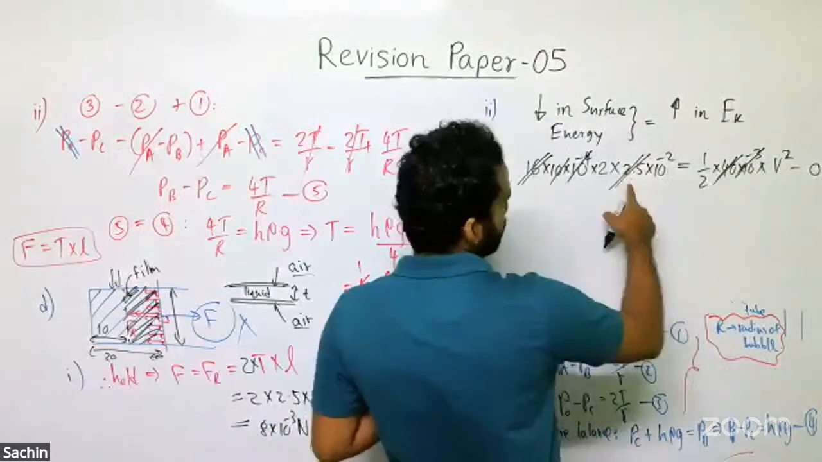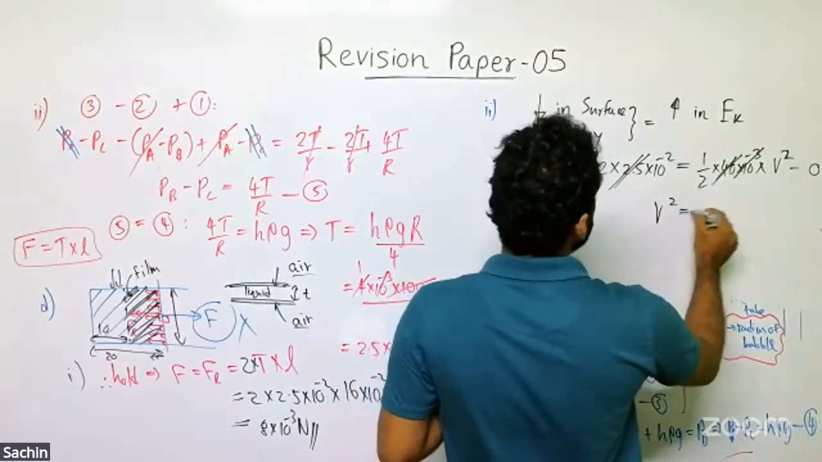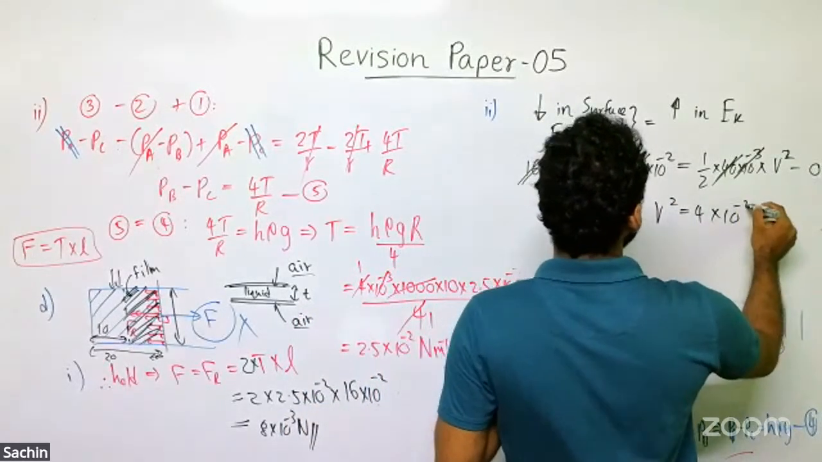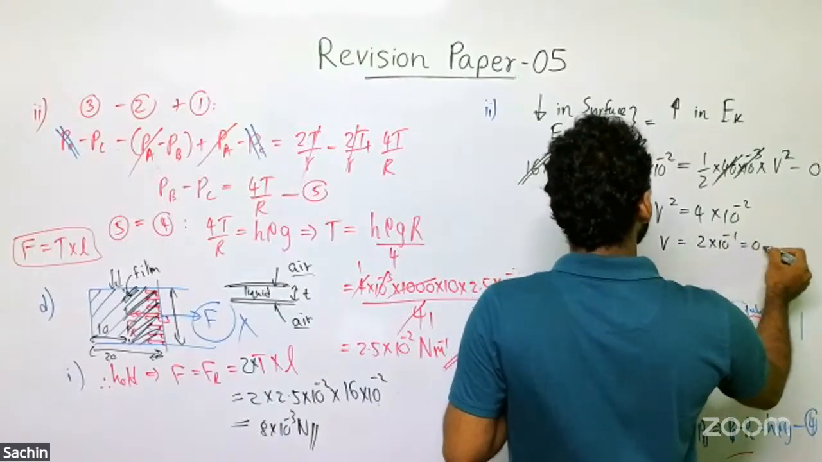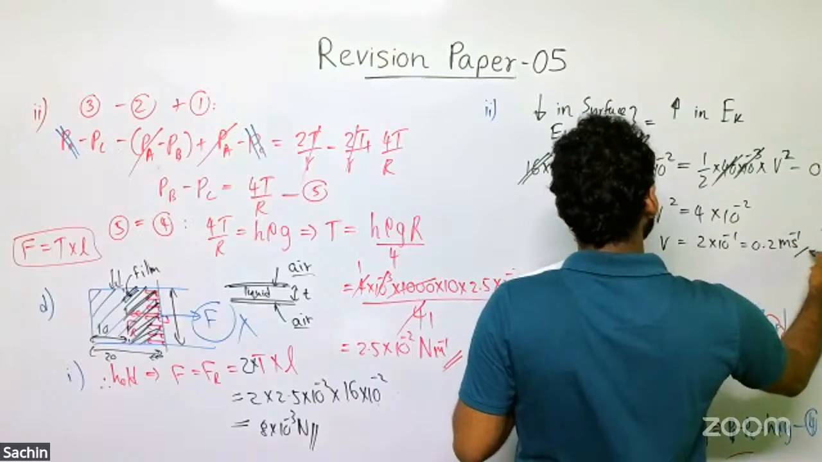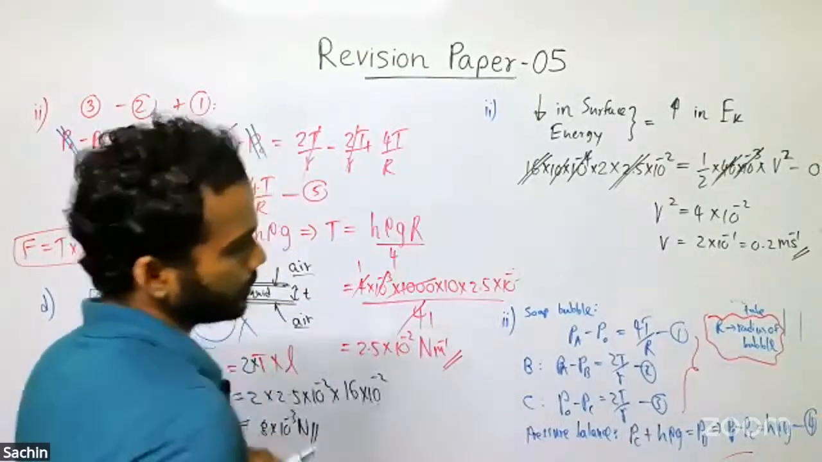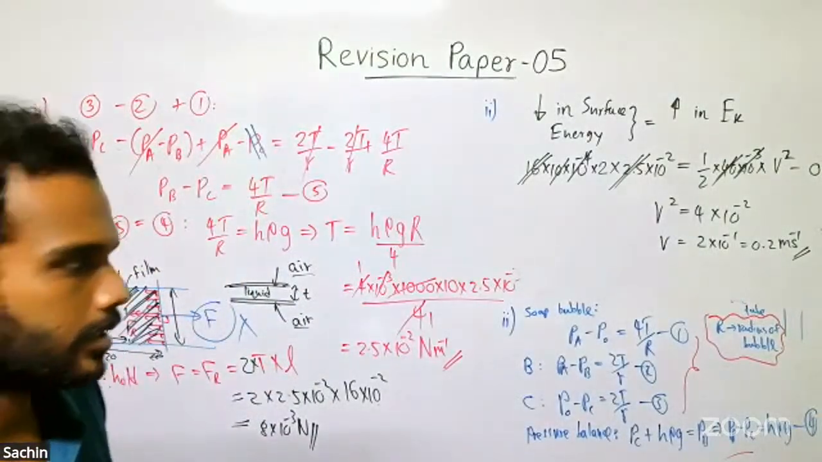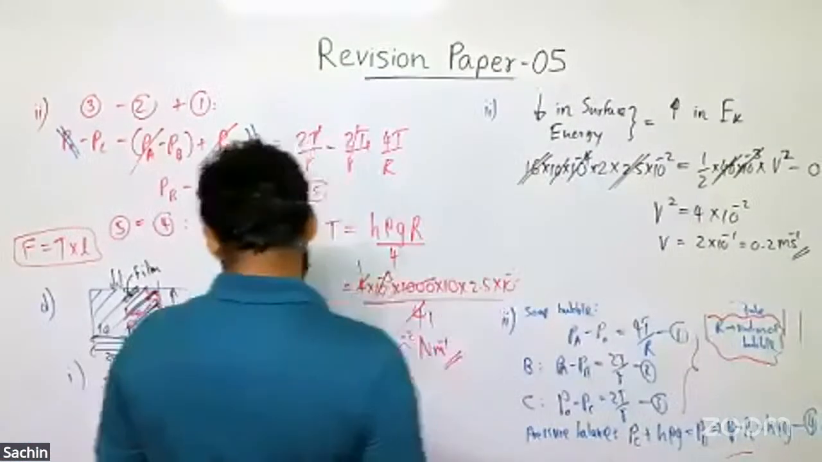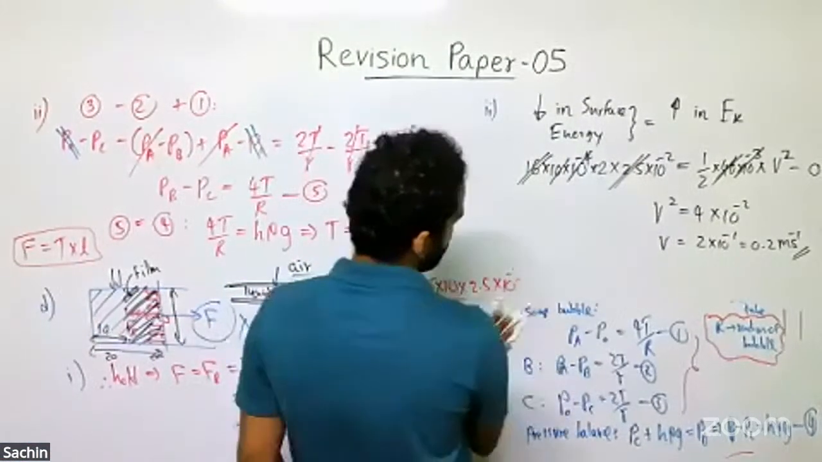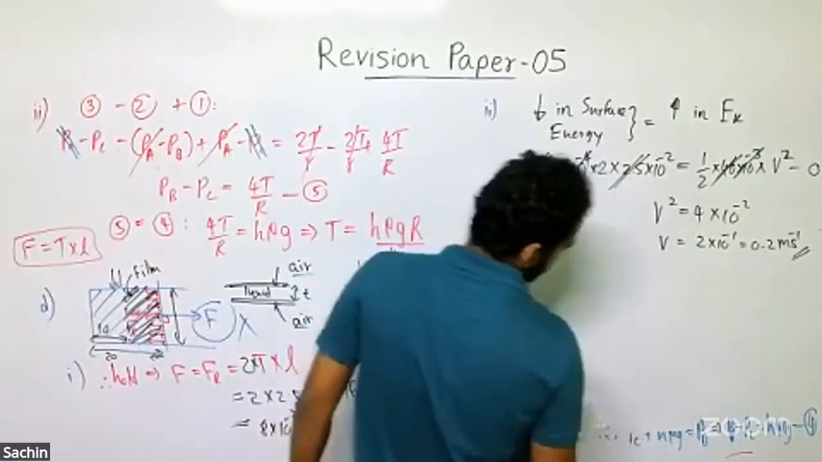Something like these two and 40. You get v squared is equal to 4 into 10 to the power minus 2. That is v is equal to 2 into 10 to the power minus 1, that is 0.2 meters per second. So this is the final velocity of the wire after this area is reduced. Okay, so that's how you do this. Then we can move to the third part of the third essay of this paper, the final essay.